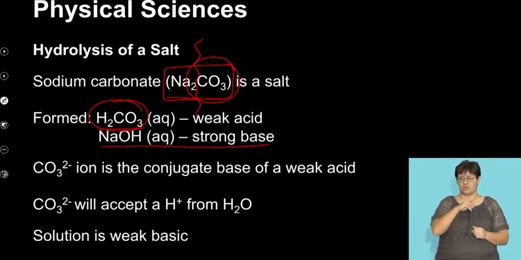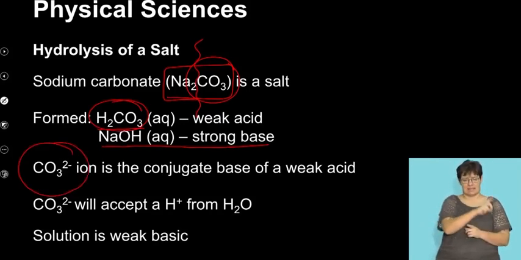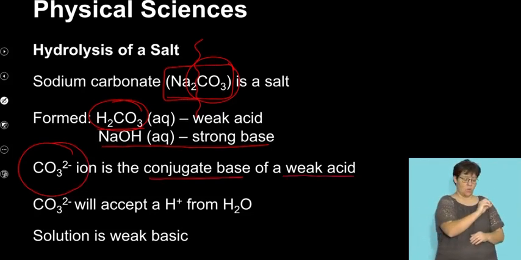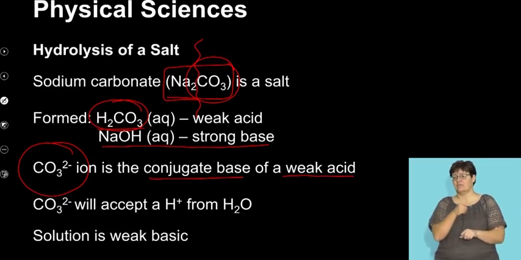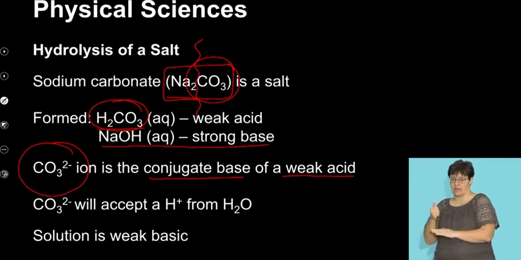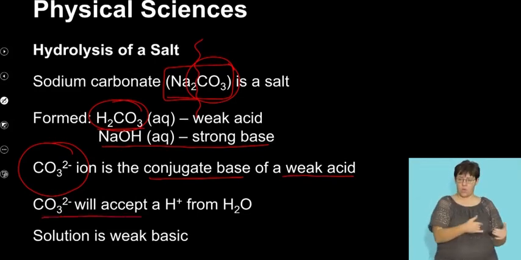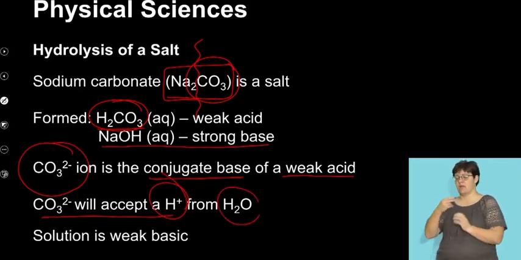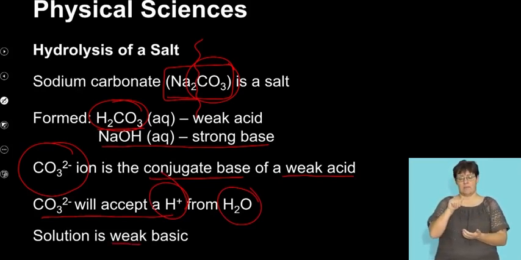So if we look at the carbonate ions here, the carbonate ion is the conjugate base of the weak acid, meaning that the carbonate ion is actually a strong conjugate base because it comes from a weak acid. So being a base, it will accept a hydrogen ion, and when it accepts the hydrogen ion, it forms water, and the solution then is weak basic.